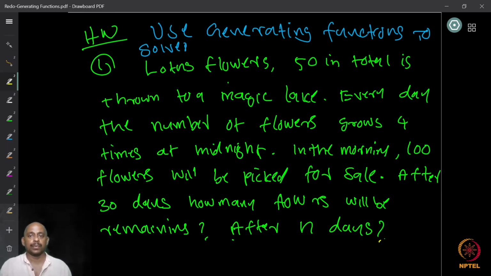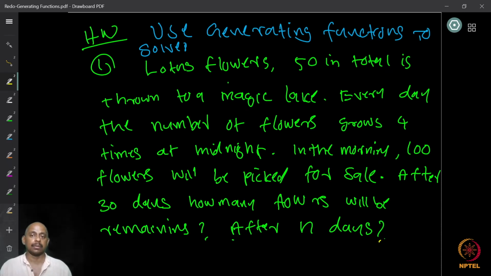If you throw, let's say, 50 lotus flowers into the lake, then every day the number of flowers grows by 4 times at midnight. So every night, the number of flowers multiplies by 4. Okay, so if there is 50, then next morning you will see 200 of them. So in the morning, 100 flowers will be picked for sale.